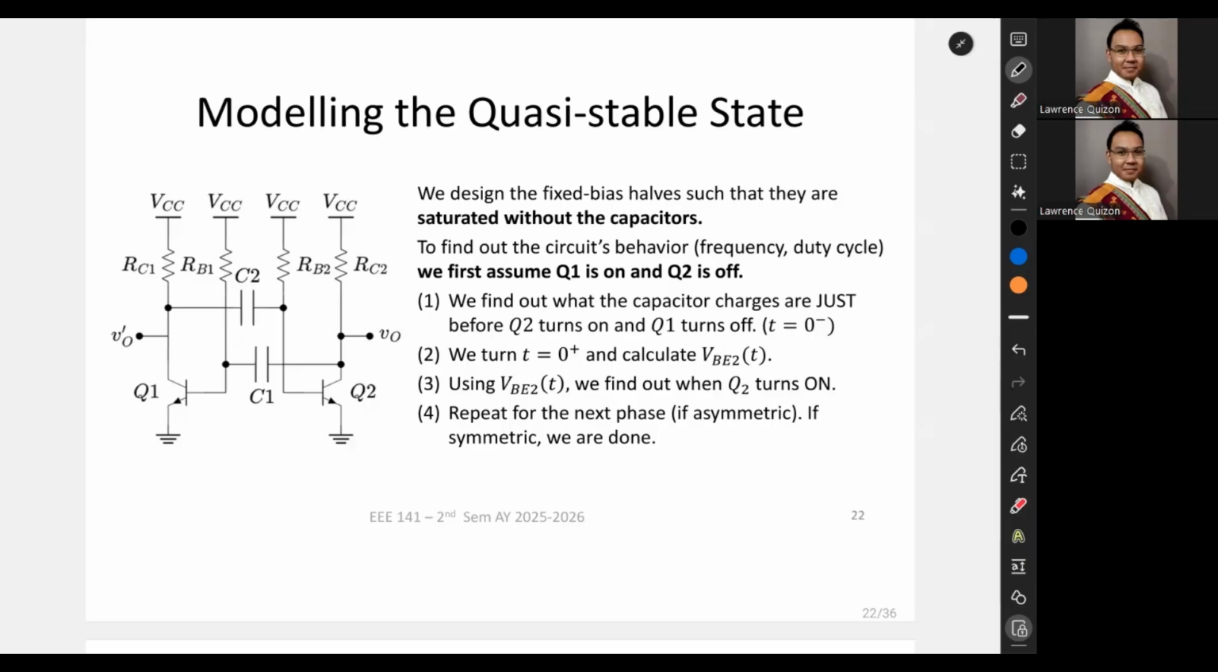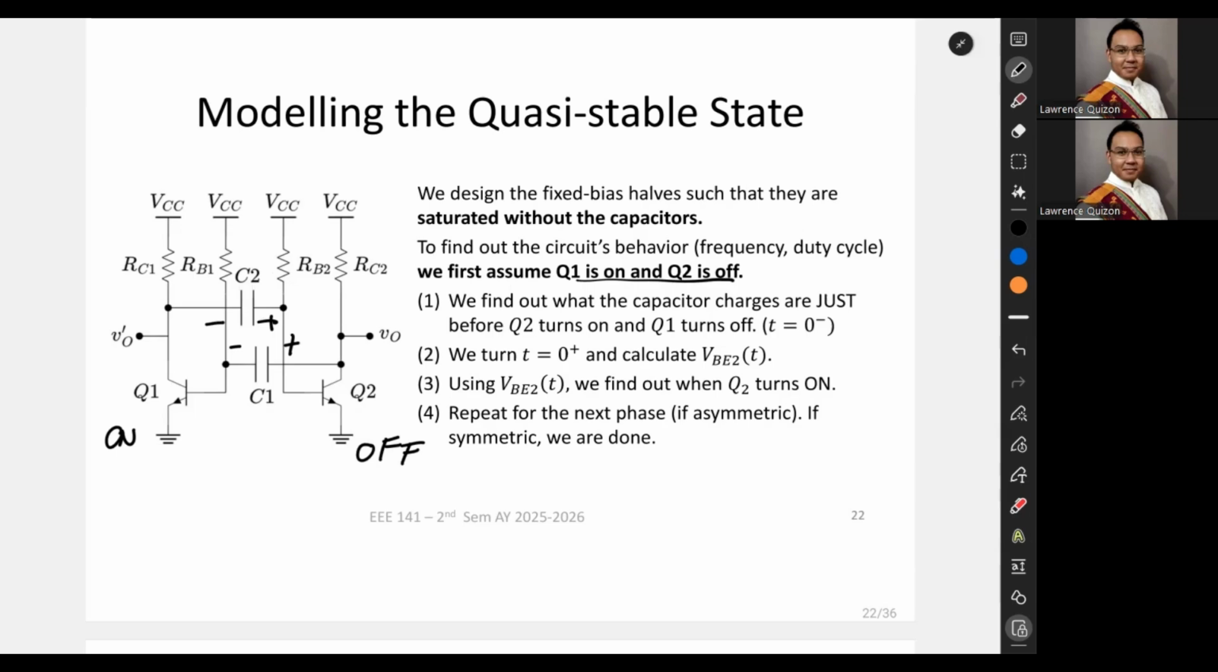Okay? So, we have a 4-step game plan for this. First, we try to find out what the voltages of the capacitors are just before Q2 turns on and Q1 turns off. So, first we assume that this is on and this is off, and then at the time instant that we start analyzing, this side turns off and this side turns on. So, first we want to know what these capacitor charges are as our initial state.